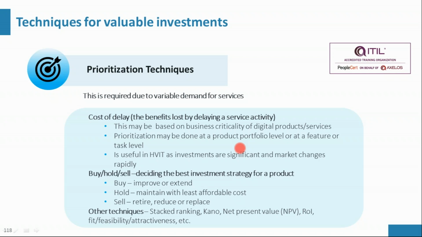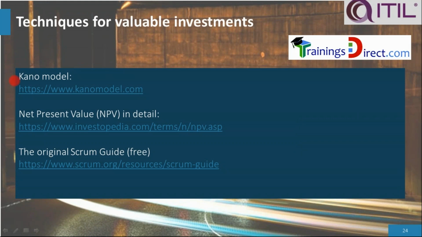That's the meaning of stacked ranking. The Kano model, on the other hand, is used a lot in product development, and it relates closely to customer satisfaction. It mainly relies on the voice of the customer before the product and service features are decided. I'm just providing some references for the Kano model. You might want to look at kanomodel.com. And if you want to understand net present value, you can go to Investopedia. Very simple example.